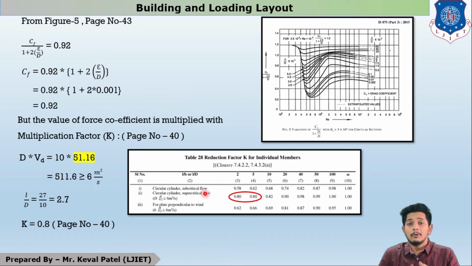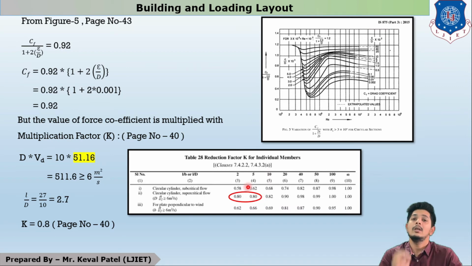The wind will flow in a supercritical manner. Supercritical flow and subcritical flow have already been studied in fluid mechanics, right? So for that, I will take it in between the range of these. For that, I will need L by D. L by D is coming out as 27 upon 10, so 2.7. So L by D is coming in between both of them. So I have to interpolate. But here, for a value of 2 it is 0.80 and for a value of 5 it is also 0.80.